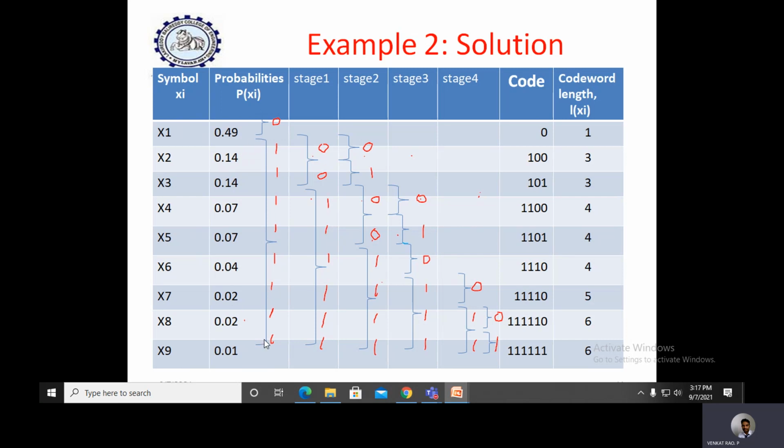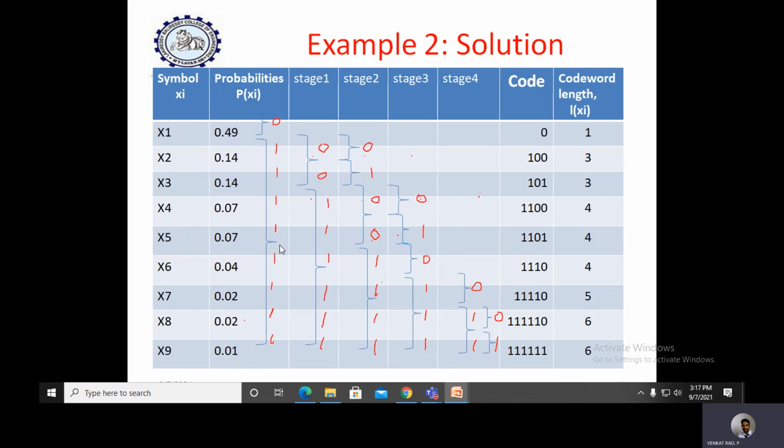You can take your calculator and try to add these probabilities and make sure that the sum of the probabilities in each subgroup is almost equal. If you divide x1, x2 as one group and x3 to x9 as another group, then you add all these probabilities, automatically this value will be very high compared to the other one. So that is not taken as a subgroup. Like that, this is one group and the remaining are the other group. So assign 0 to the upper group and 1 to the lower group.